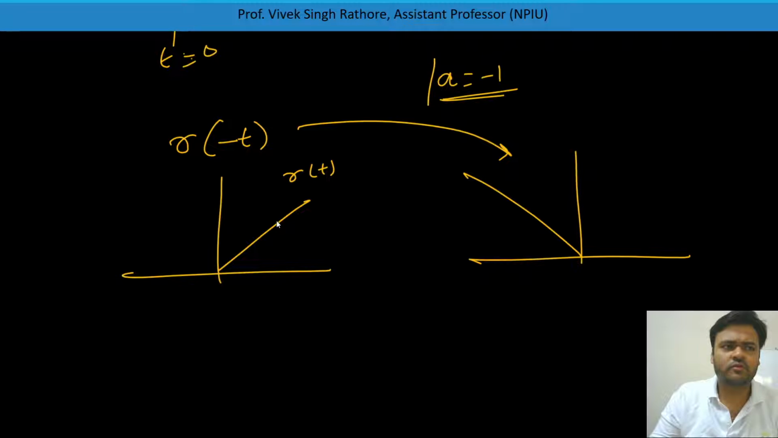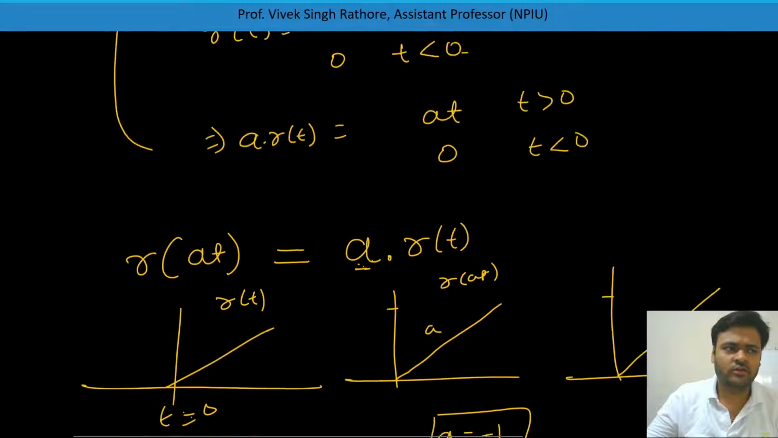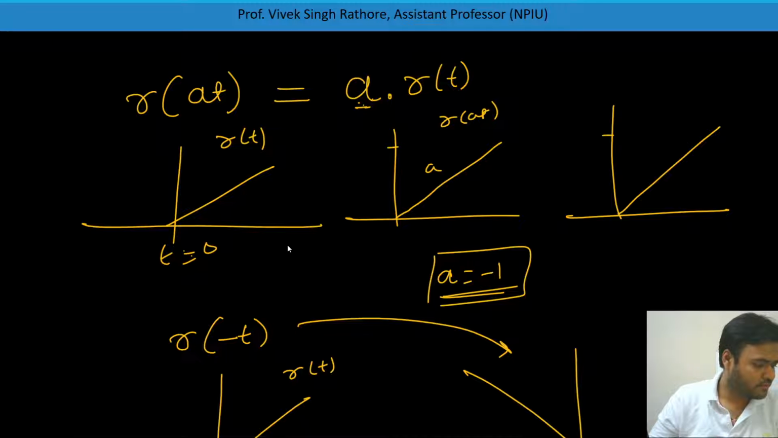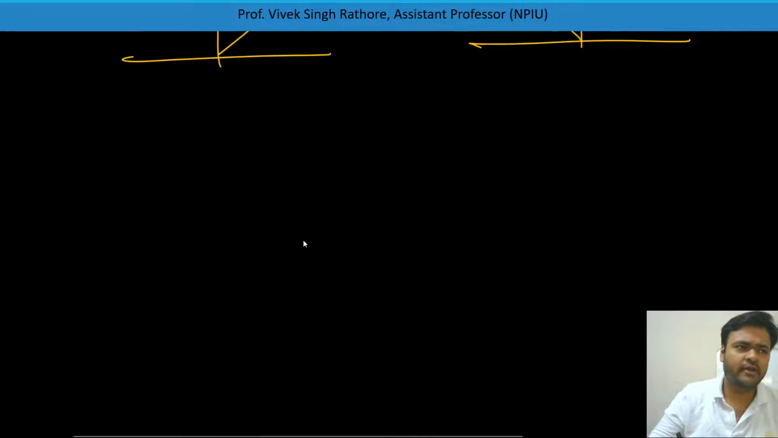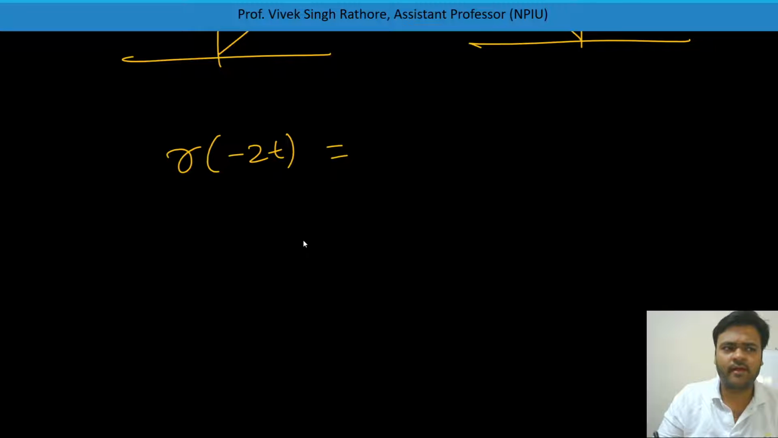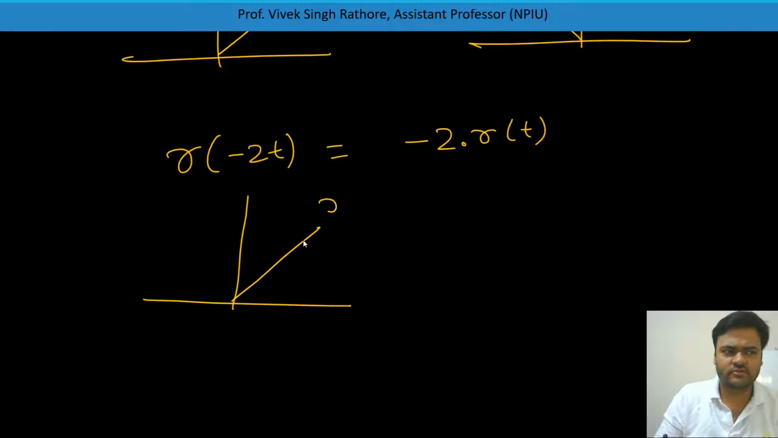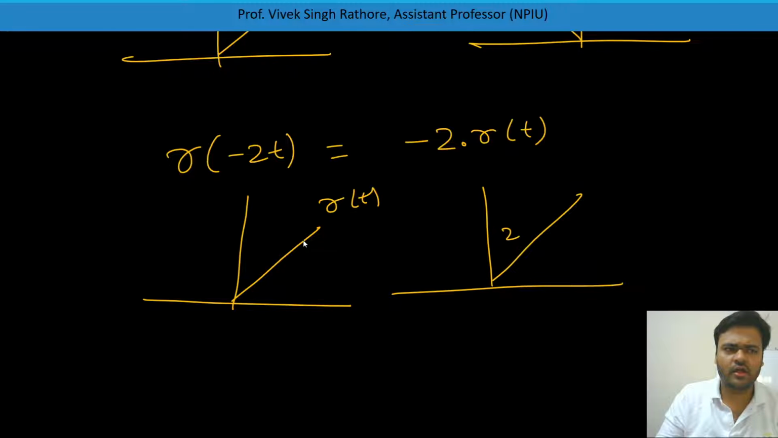You can tell it. So the formula which we have concluded here doesn't hold for negative values. So you cannot say that r of minus 2t will be equal to minus 2 of r(t). It won't, because see, r of t is this. r of 2t will be like this with the slope 2. And the reversal will be here, meaning r of minus 2t.